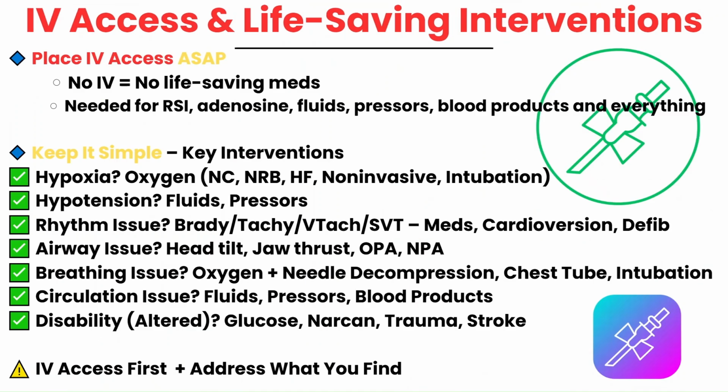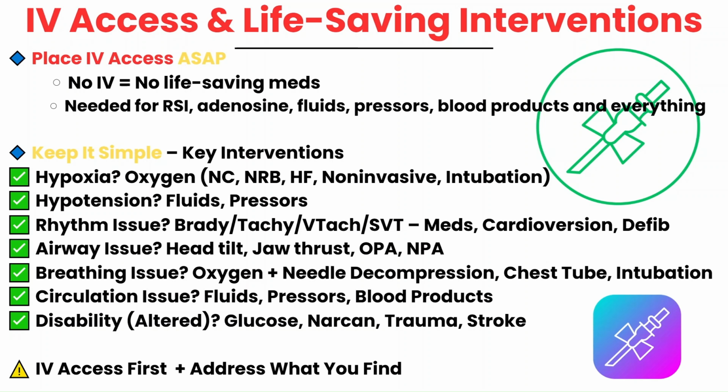Now, once the patient is on the monitor and the ABCs are being addressed, the next critical step is getting IV access, because without an IV, we can't give any life-saving medications. If the patient needs intubation, we can't perform rapid sequence intubation without giving sedation and paralytics, and that requires an IV. If they're in SVT, we can't push adenosine. If they're hypotensive, we can't give fluids or pressors, and if they're bleeding out, we can't replace blood products without a way to give them.